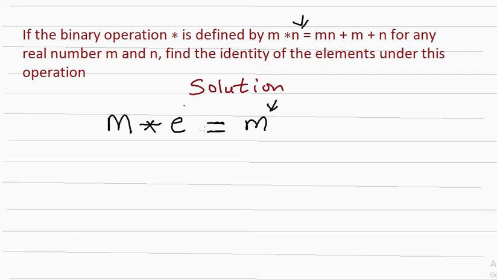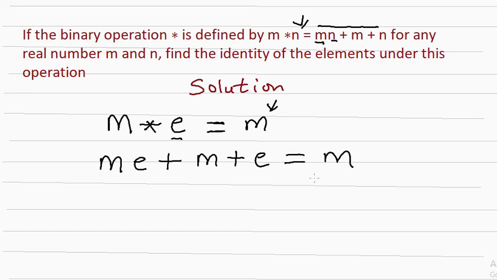So let's evaluate that. Using this definition, m is represented by m, while n is represented by e. So this is going to be equal to me, then plus m, and n I will replace by e. It's equal to m. Of course, I'm going to collect like terms together.